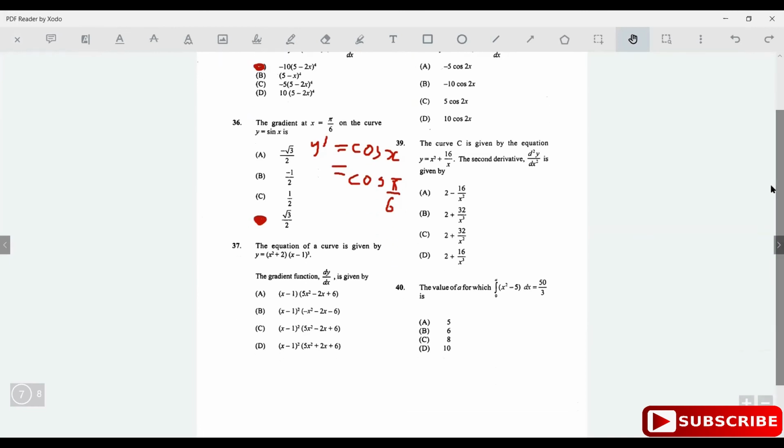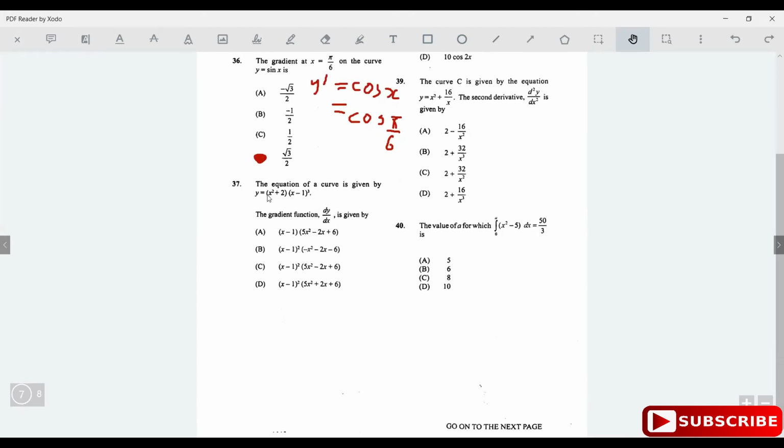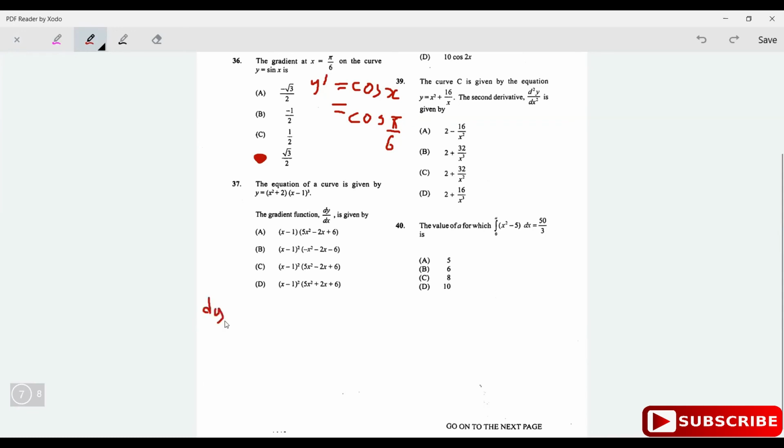Now this question says, question 37, the equation of a curve is given by this. Find the gradient function. Now notice that this is the product of two functions, and so you learn that the differential is v du plus u dv. So dy by dx is going to be equal to, many people learn it as, this is your u and your v, it's v du.